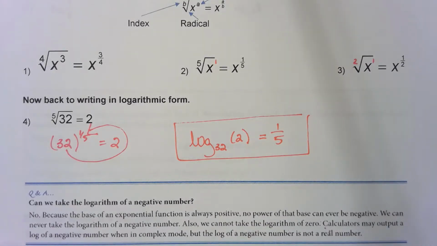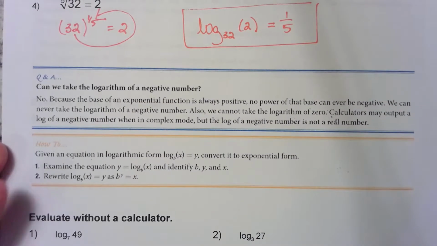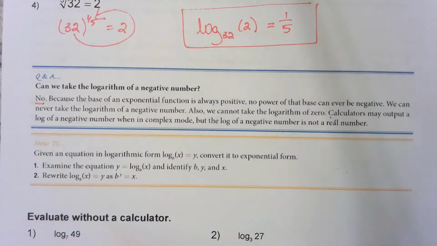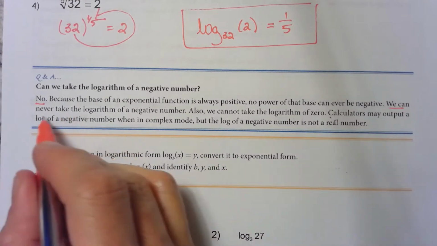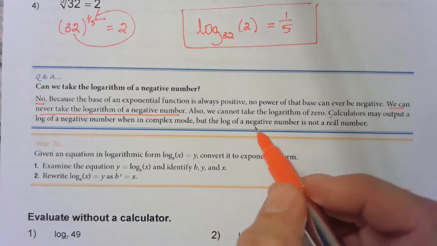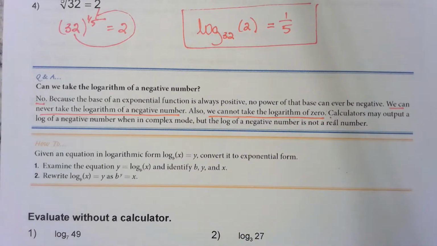Can we take the logarithm of a negative number? The plain and simple answer is no. You don't really have to know why. We're just going to say that the argument of a logarithm cannot be negative. So we can never take the logarithm of a negative number, and we also cannot take the logarithm of 0. Now, if you take higher level math classes, you may see that that little rule changes. But for the purposes of college algebra, we're just going to say the argument cannot be negative and it cannot be 0.